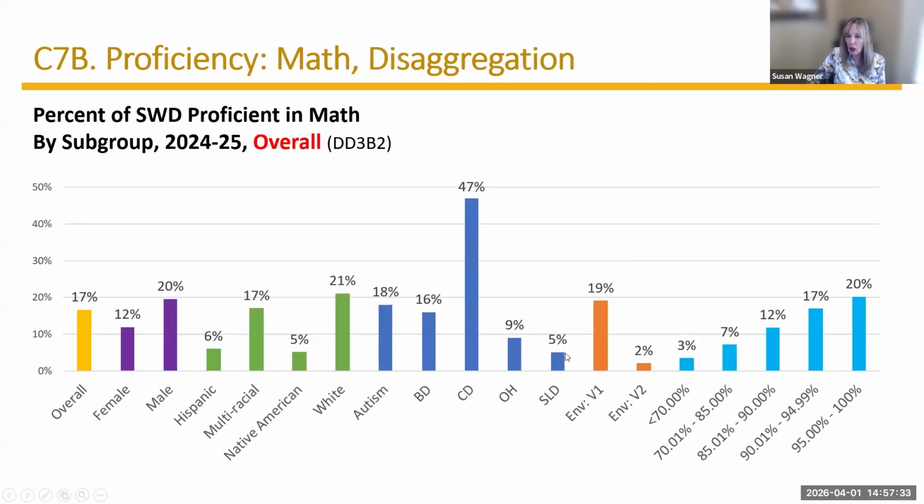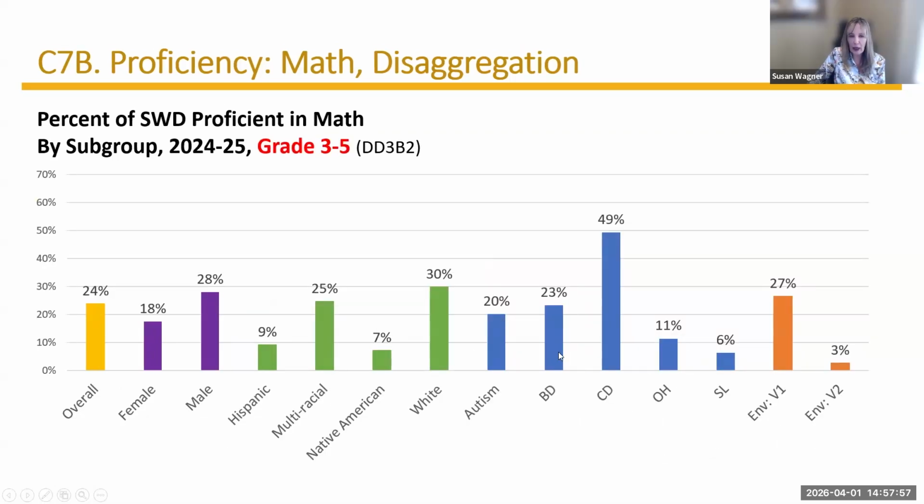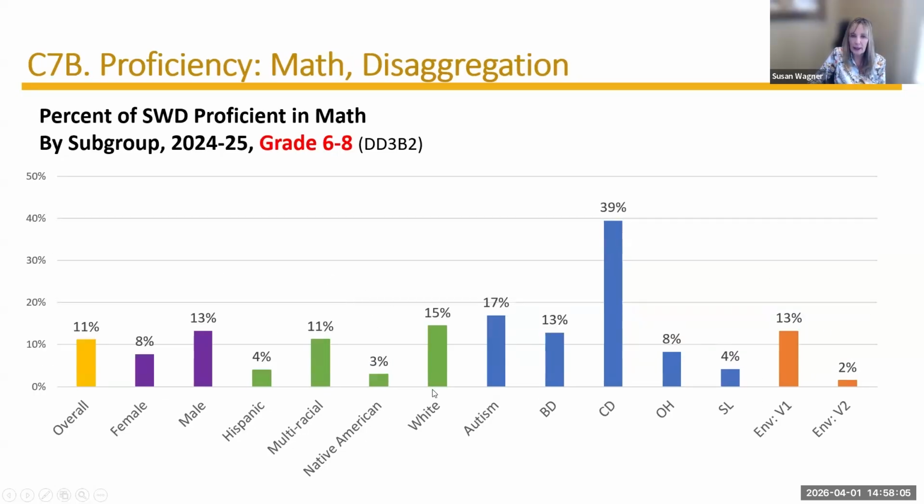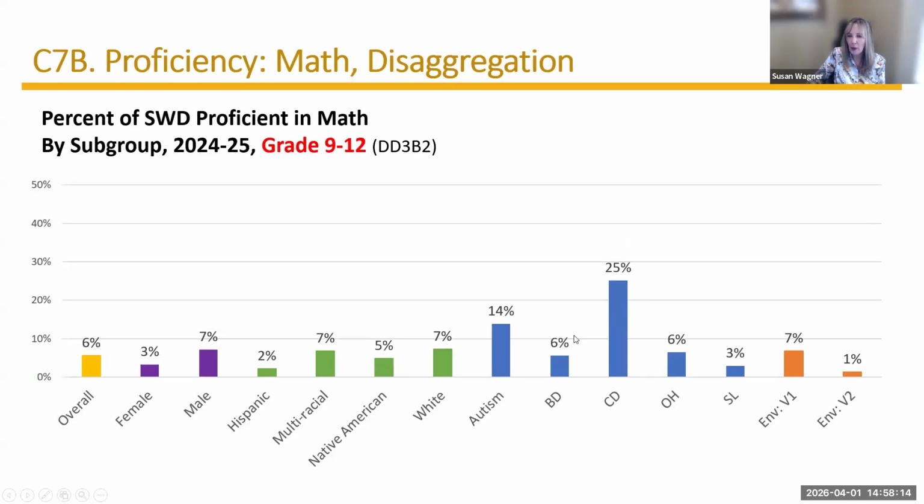If we look at math overall, we're going to see the same patterns. Kids with speech language highest, SLD lowest, V1 highest, V2 lowest, and a relationship with attendance. Just more reason to get that attendance rate up because we see positive outcomes related to attendance. Males higher than females. Grades 3 to 5, similar pattern. Speech language the highest, SLD the lowest, V1 the highest, V2 the lowest. Grade 6 to 8, same pattern. So the proficiency rate, the absolute level may be different, but we see similar patterns. And ditto with 9 to 12.